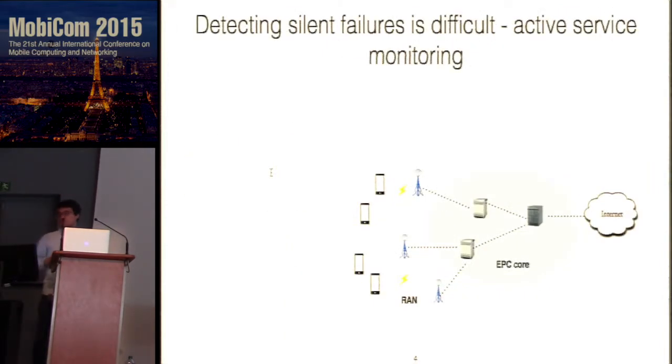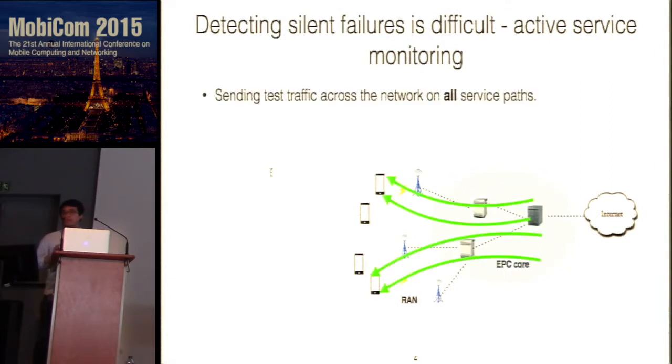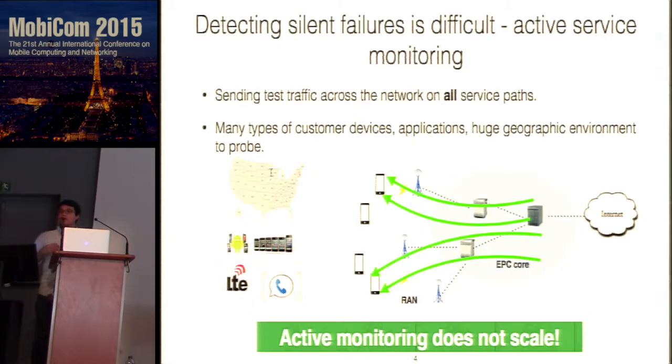In active service monitoring, test traffic is sent across the network to all possible service paths for event detection. However, consider the large number of device types, device makes, and application services, and a huge country with many geographical locations to probe. It is not scalable to use active service monitoring.